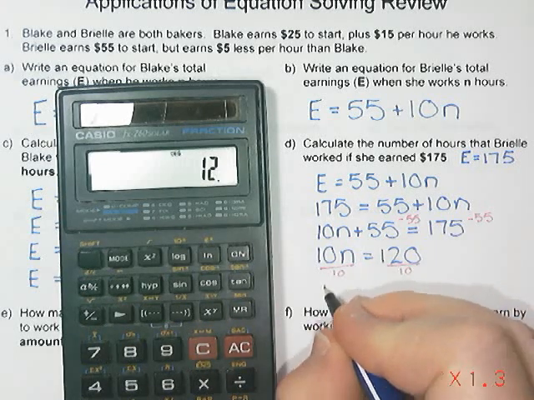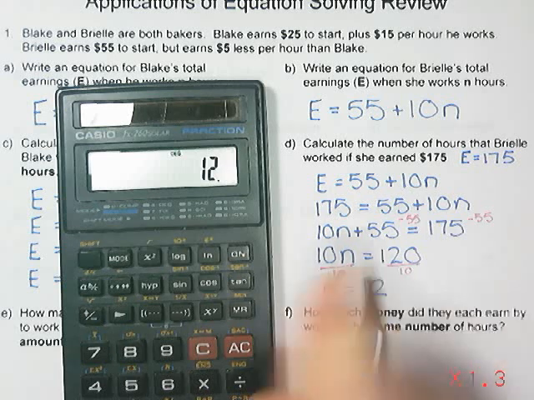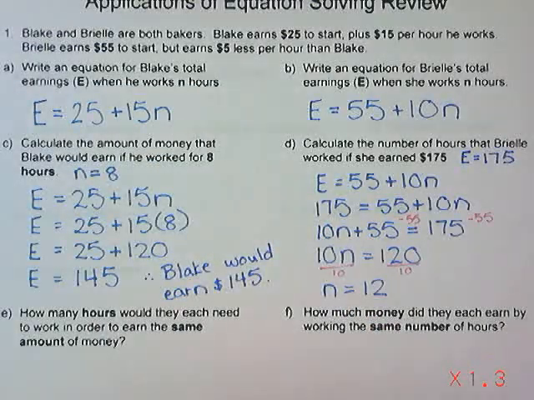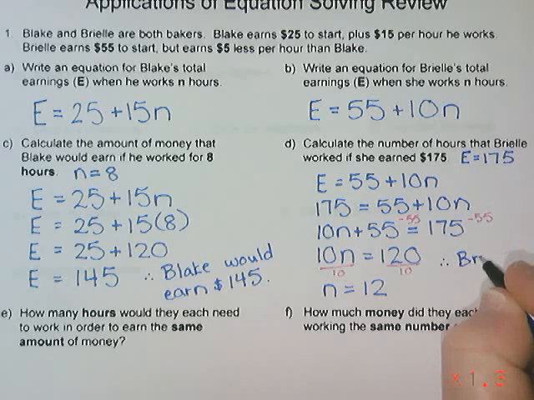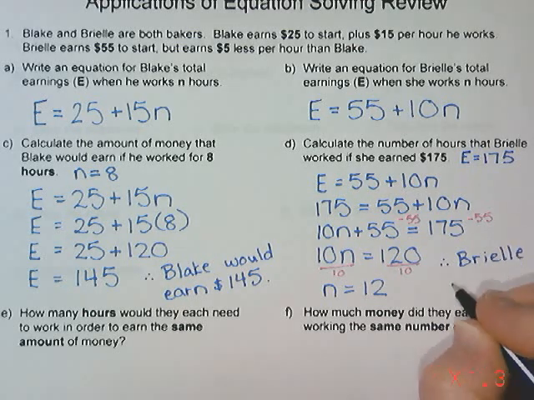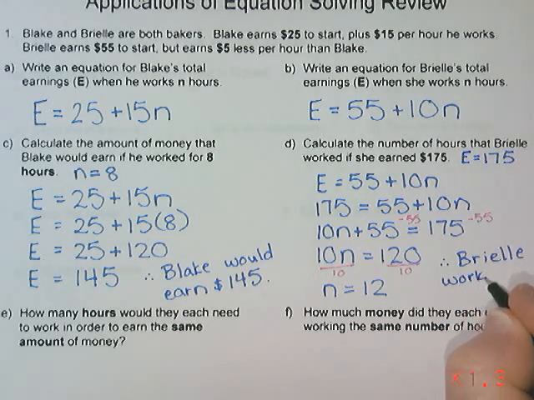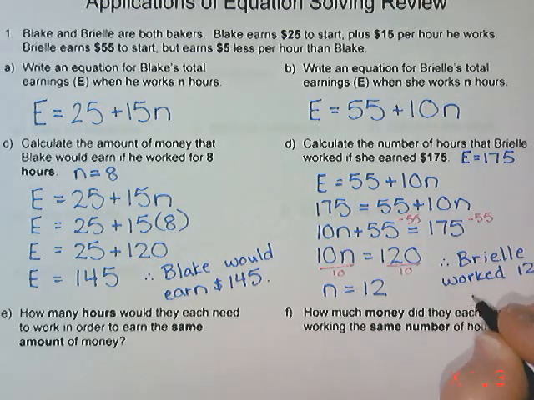And that gives me 12. Okay, so calculate the number of hours that Brielle worked if she earns $175. I'm going to say, therefore, Brielle worked 12 hours.